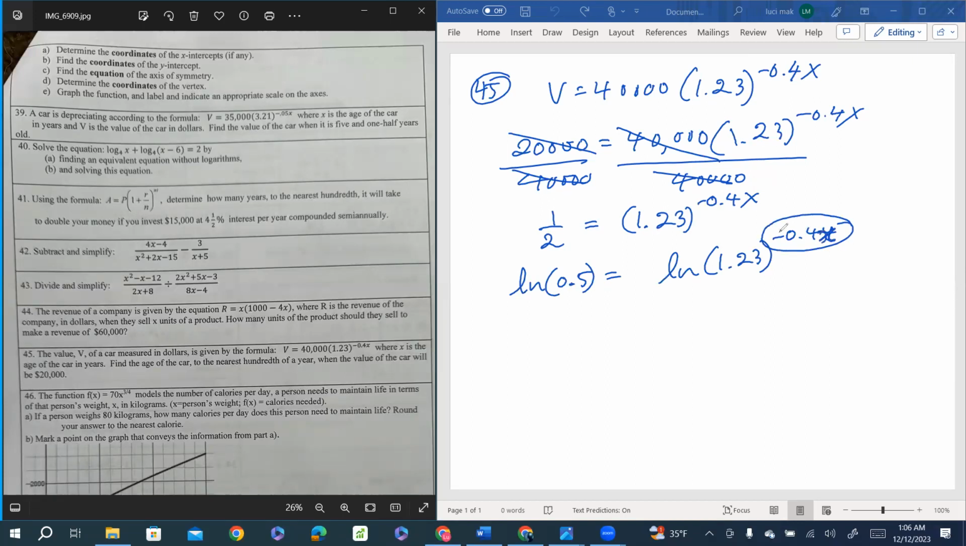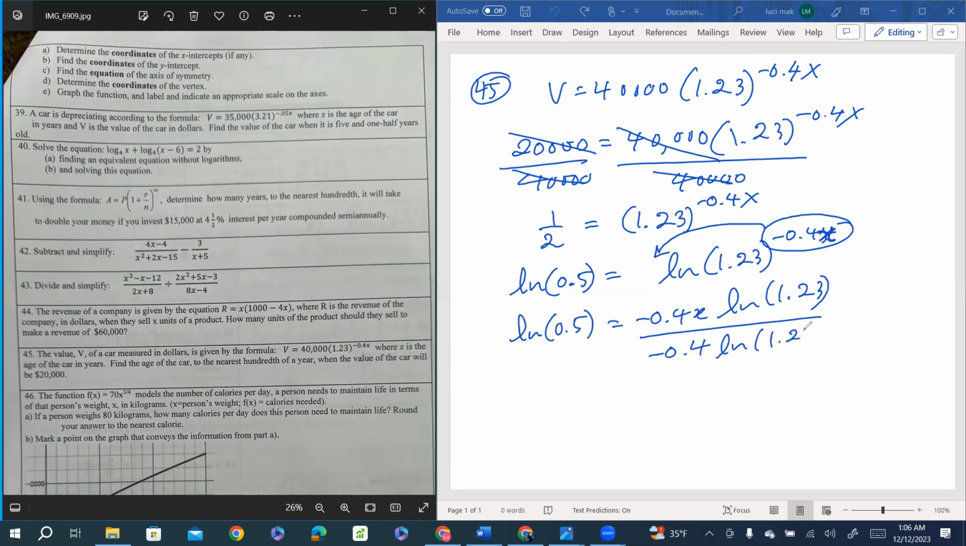Now we could bring the exponent forward like last time. So we have ln 0.5 equals negative 0.4x times ln 1.23. Now we could divide both sides by negative 0.4 times ln 1.23. So negative 0.4 cancels, and ln 1.23 cancels. We get the x value.